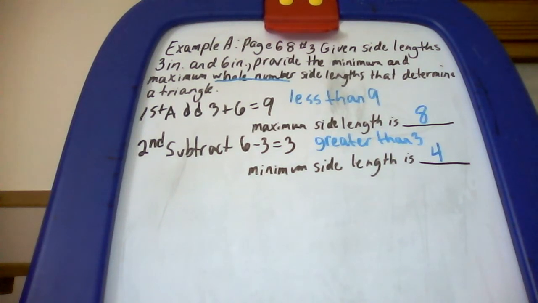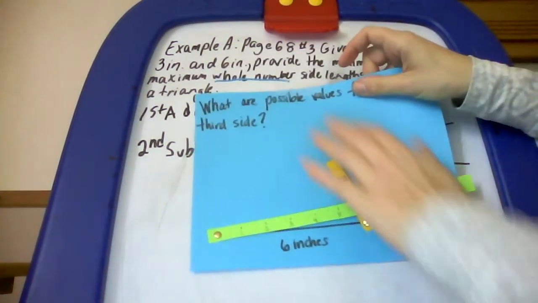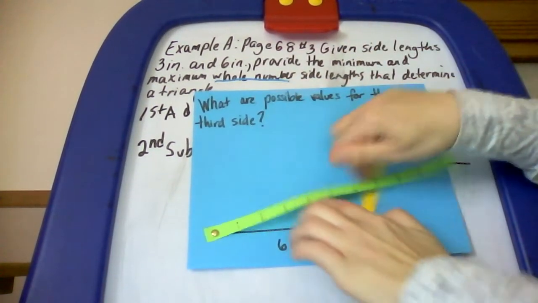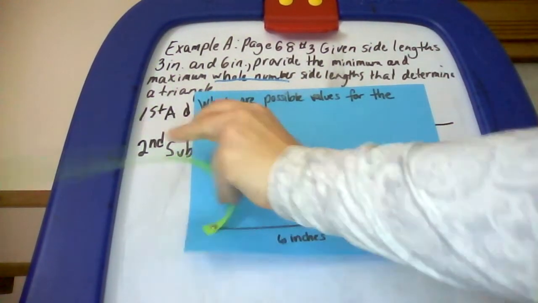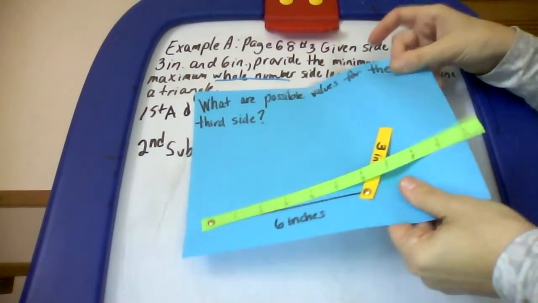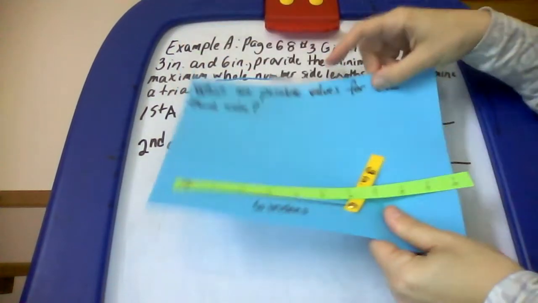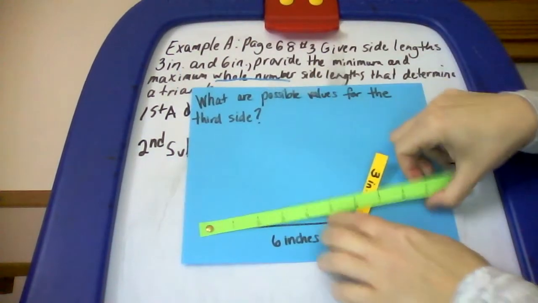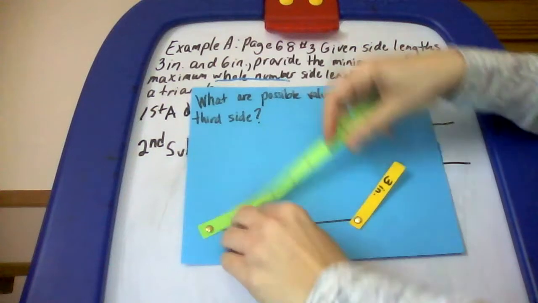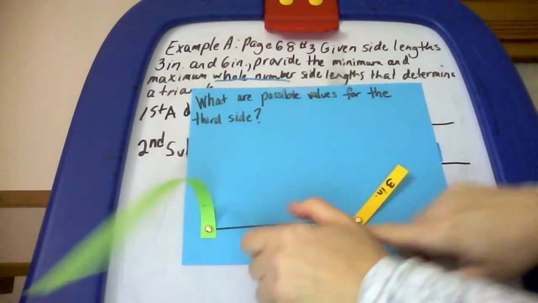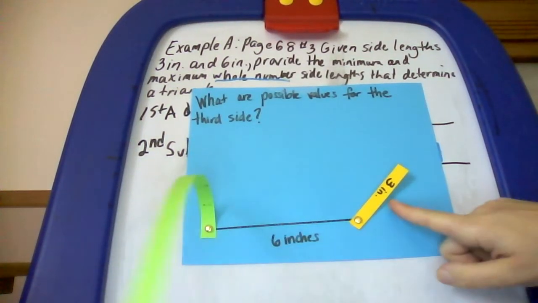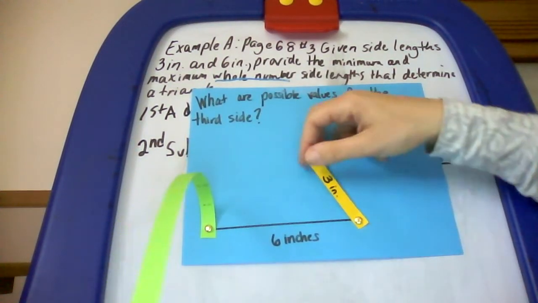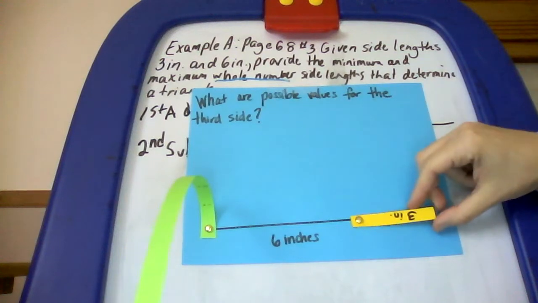So if we're looking at the possible values for that third side, here's a little diagram of what's going on here. So we have 3 sides. The one's drawn on the paper. Let me just fix this, make this straight. So we're given the 6 inches and we're given the 3 inches. Here's my 3 inches. I'm going to first start by extending this all the way this way.